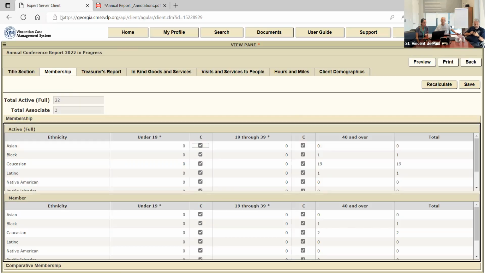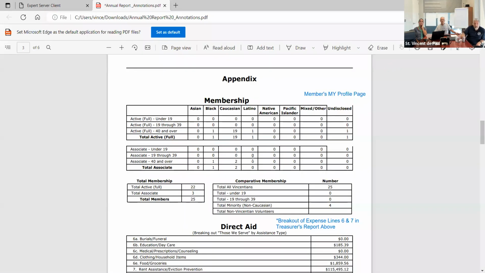And the one thing I'll also say that needs improvement is in the wizard. You can change the values for under 19 and 19 to 39, but you cannot for 40 and over. Hopefully that's going to get repaired by October 1st, so that you'll be able to update these values in the wizard as well. Okay, so now I'll stop at the membership and ask for any questions.